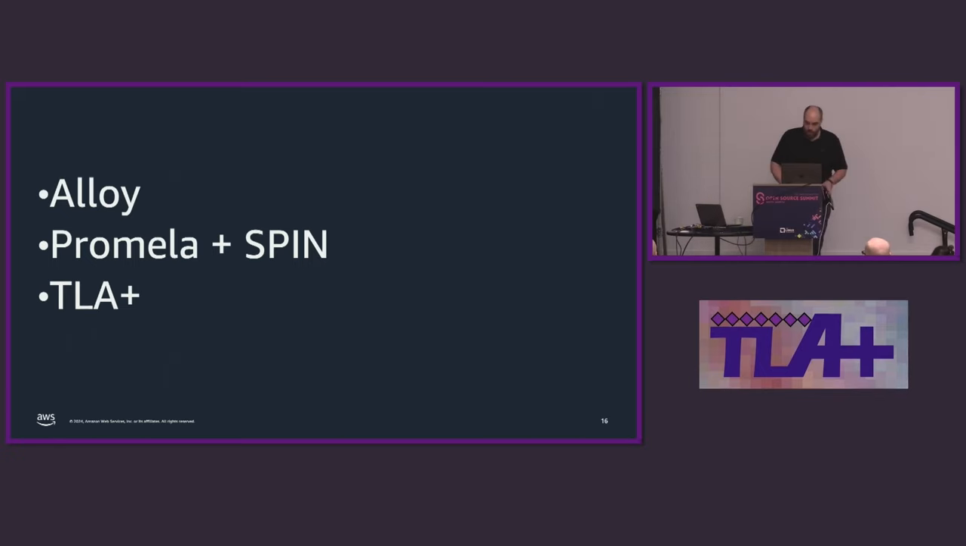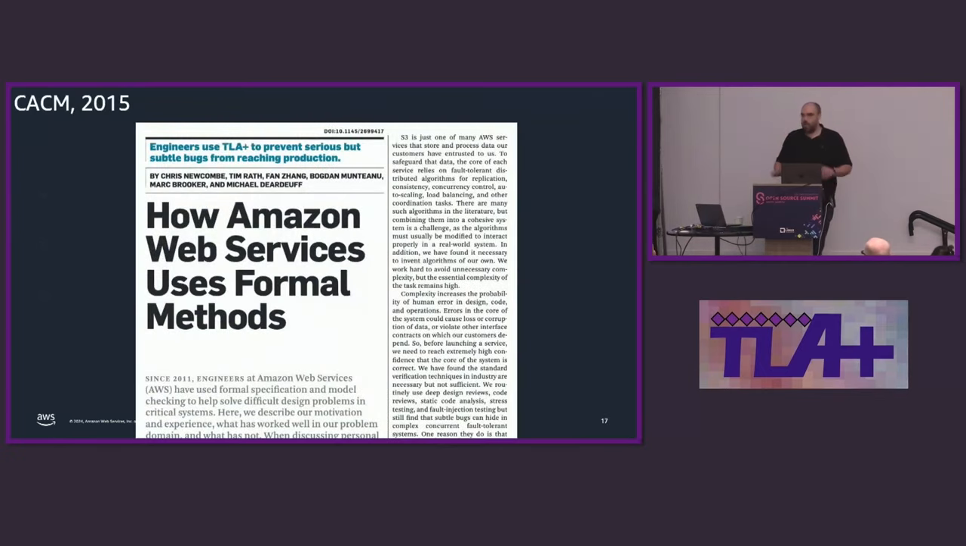And so with Chris and many others who were using TLA+ in AWS, we got together, in 2015 actually, about 2013 when we started this, and wrote about our experiences applying TLA+ at AWS. And we ended up publishing this paper in the Communications of the ACM in 2015. This was a super fun thing to write. This was the first time, I think, that at AWS we had written about our application of TLA+ to building systems.